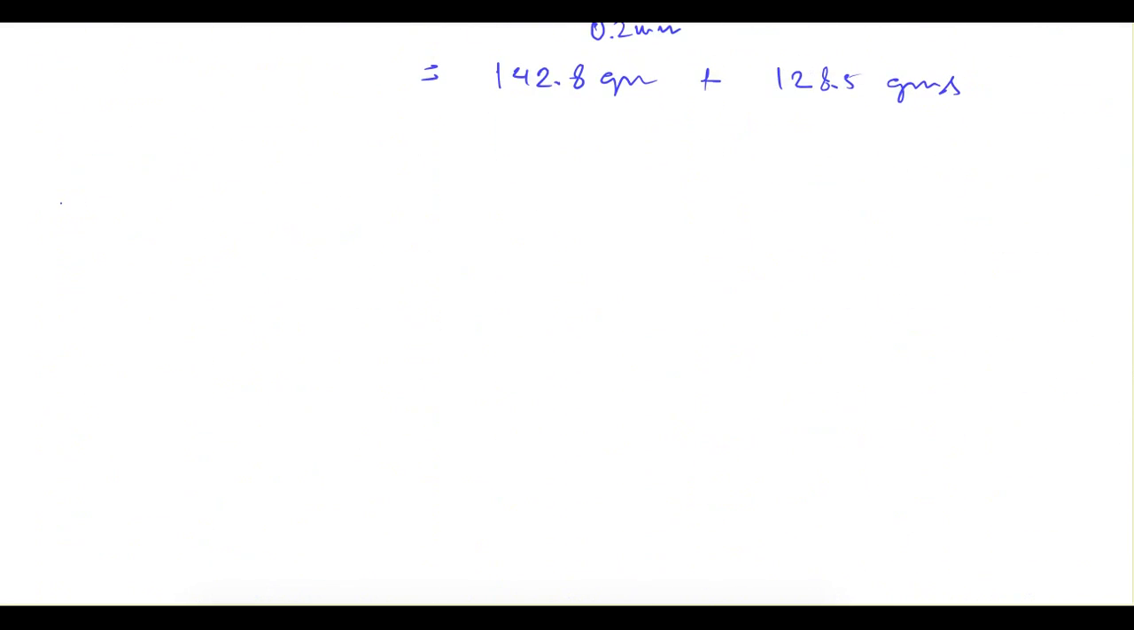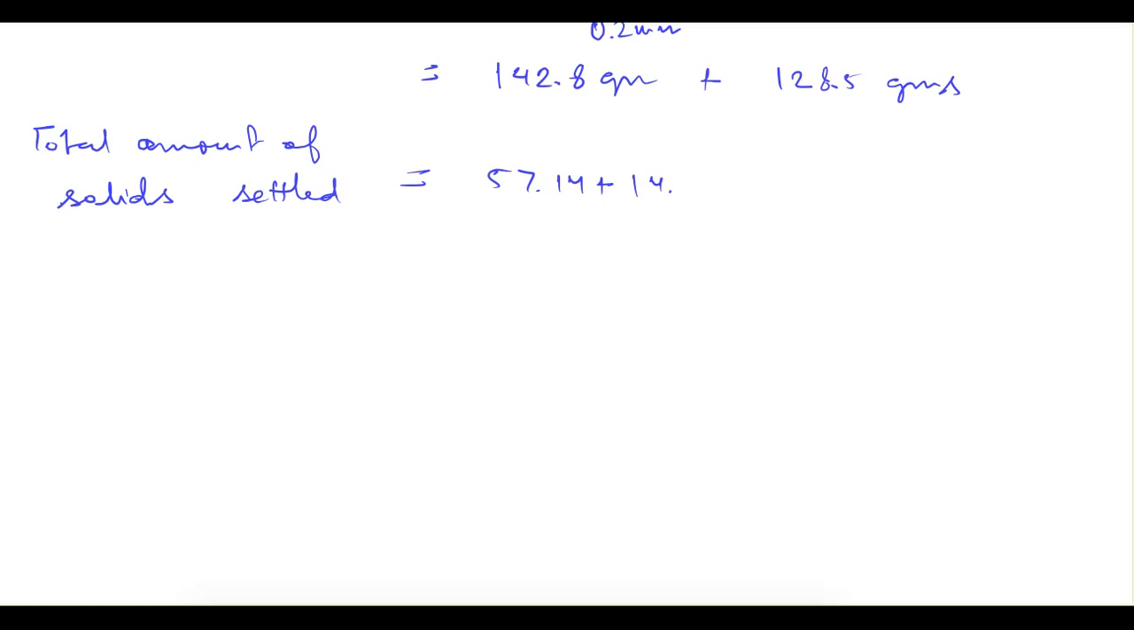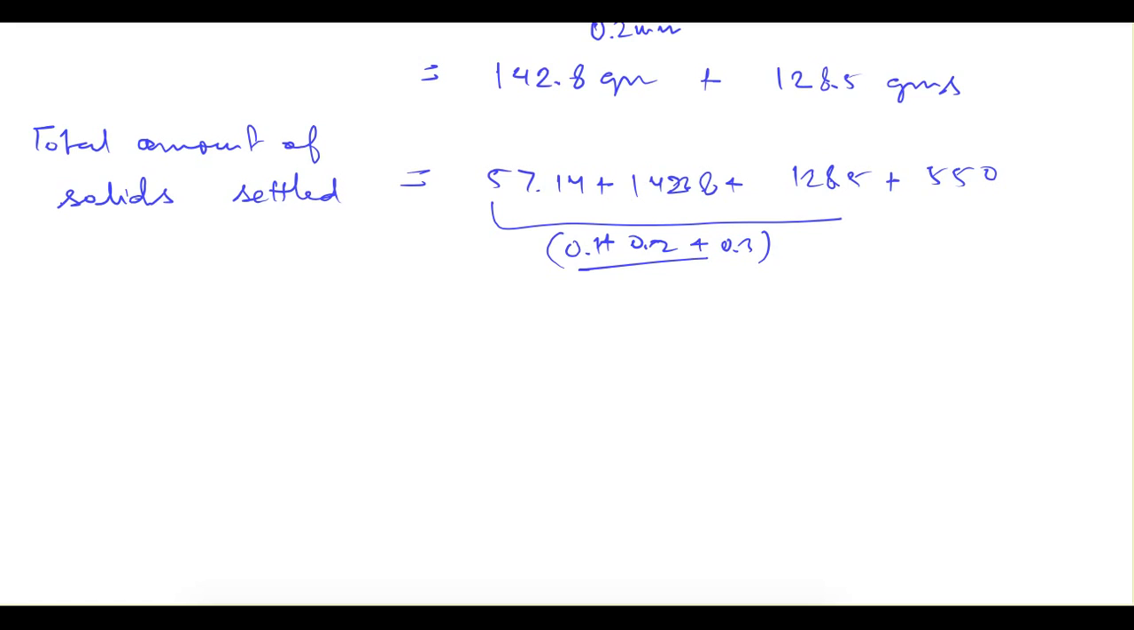So this means we have got the total amount of suspended solids that have settled, and it is equal to 57.14 plus 142.8 plus 128.5 plus 550. So this is for the 0.1 plus 0.2 plus 0.3, these three particle sizes, and this is for the remaining three.